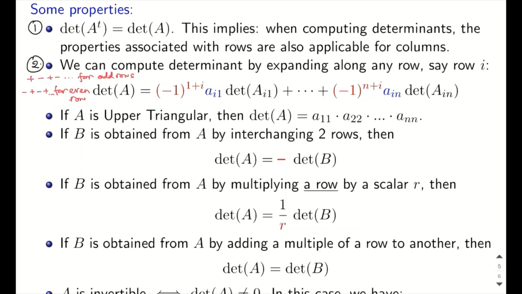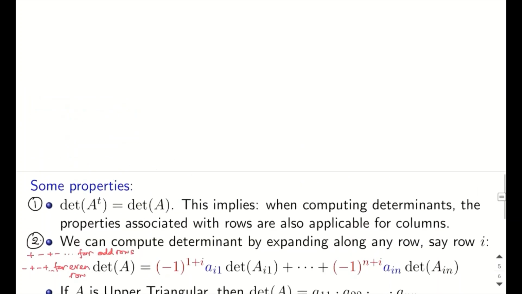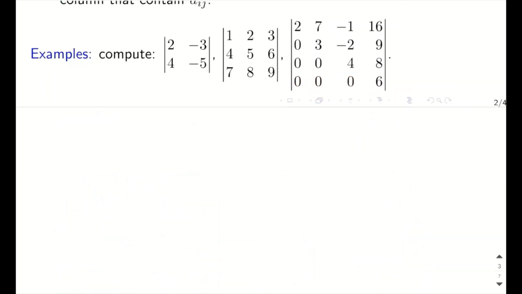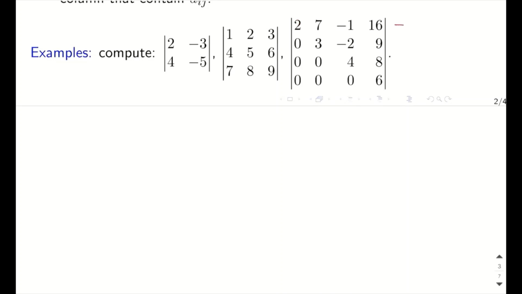Now, in order to demonstrate what is going on with this one, I'm going to go back to our previous example here. So instead of expanding along the first row, I quickly realized that I have a bunch of zeros on the fourth row. So why don't we expand along the fourth row to utilize the zeros here? For the first row, it's going to be plus minus.